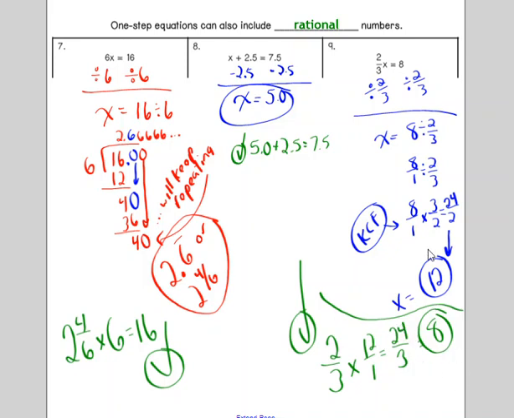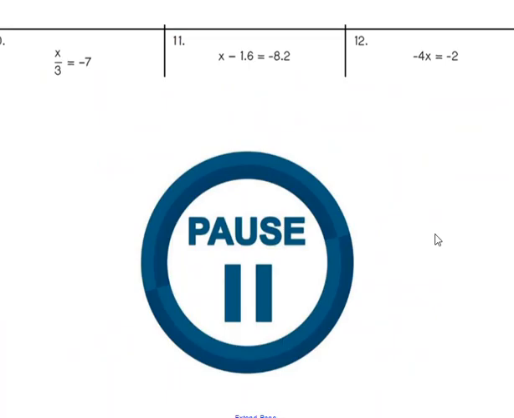All right, so I've proved that now. What I want you to do is try 10, 11, and 12 on your own, and then unpause it when you're done so you can see how you're doing with these.